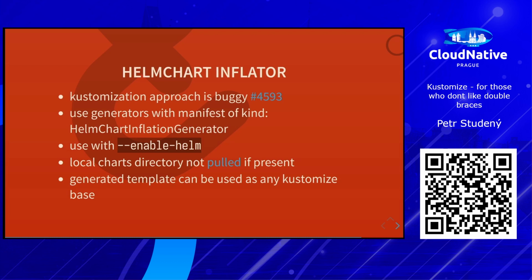Yeah. There is another feature or issue, I don't know. There is some discussion under this link that if you use the Helm chart in Kustomize and you build your manifests there, it will create a directory for the charts in your current directory. And if you, for example, change the version of your Helm chart, it is not pulled if already present. So you have to delete the directory yourself.